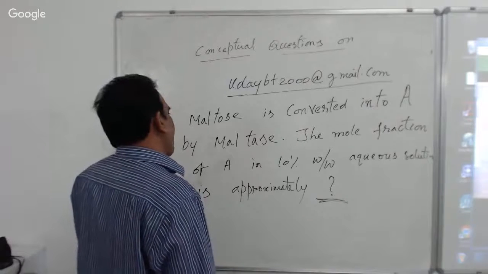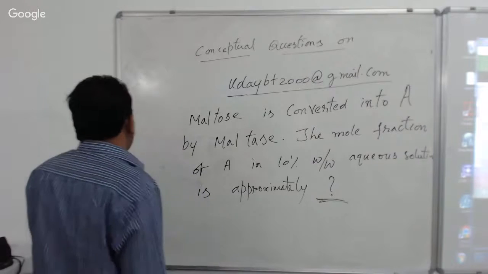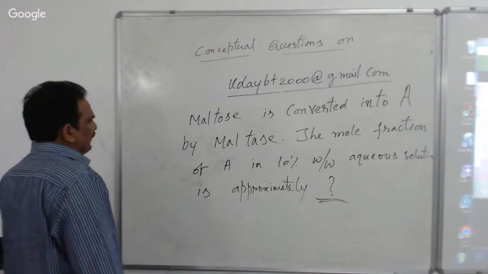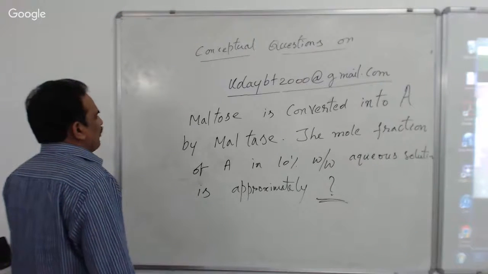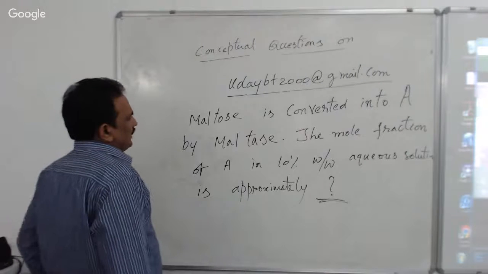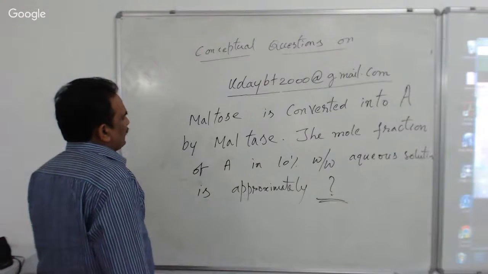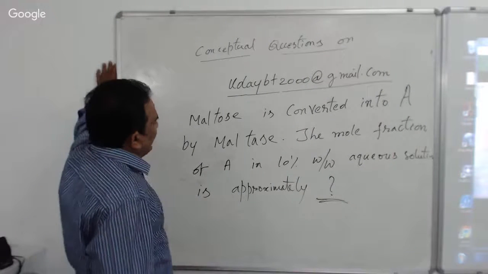Maltose is C12H22O11. Fantastic. Then what is the action of maltase? Maltose is converted into what? Find out from Google. Maltose, by the action of maltase, what does it become?